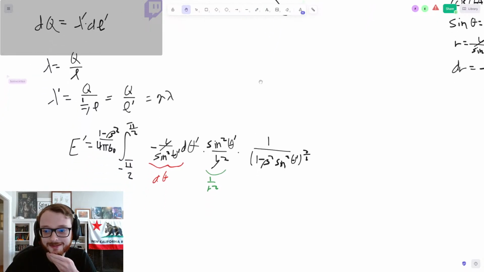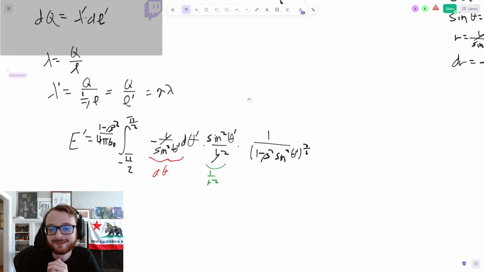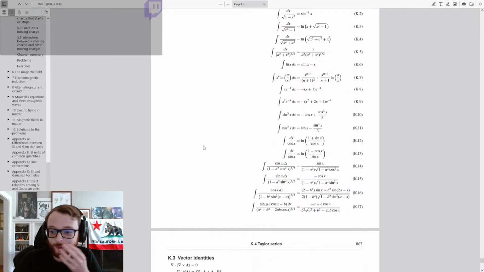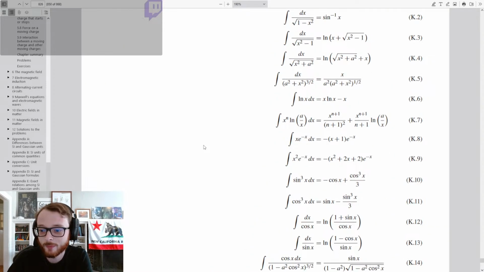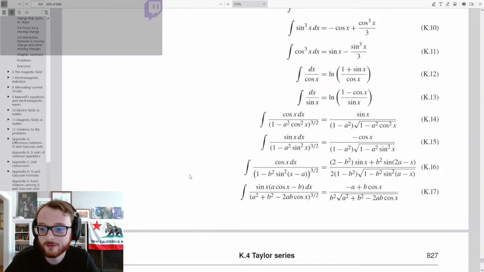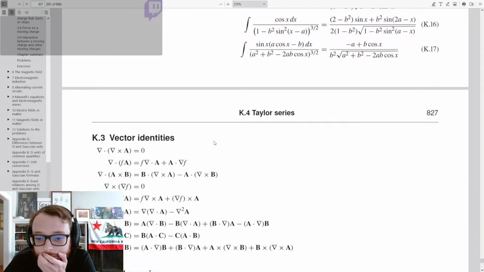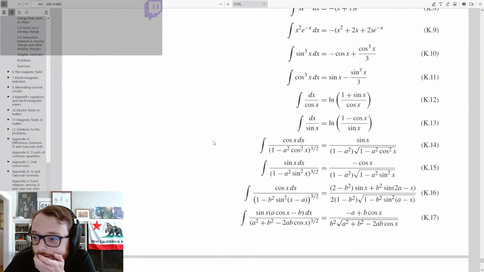I think so. So it's really just 1 over beta squared sine squared to the 3 over 2 that we're integrating here. And of course we have this exact one. Hey, thank you, appendix K. Oh wait, there's a cosine in the numerator there. Never mind. That's a much easier integral with the cosine in the numerator.